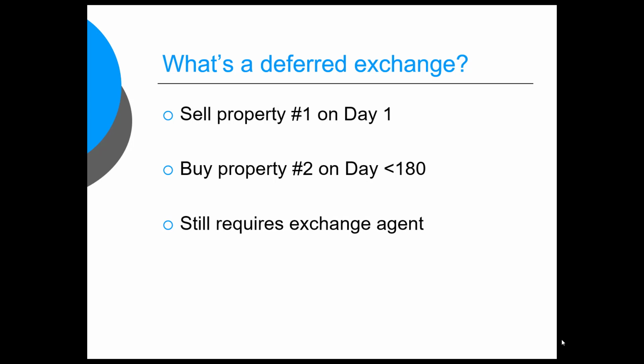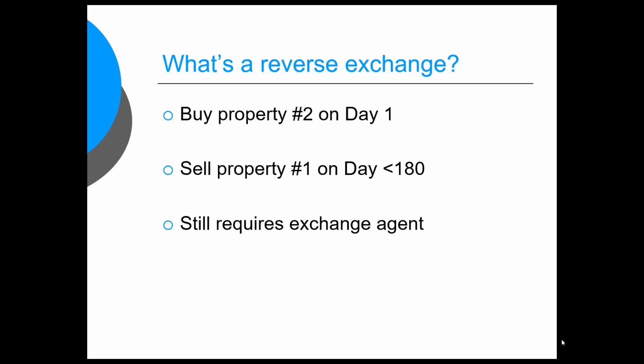And so really the reason it's called the deferred exchange is because we're not doing it simultaneously. We're selling the property that you're selling, and then at some point in time later, we're purchasing the replacement property. And you need to have an exchange agent that is involved in those transactions. A reverse exchange is exactly like it sounds. We just do the opposite.